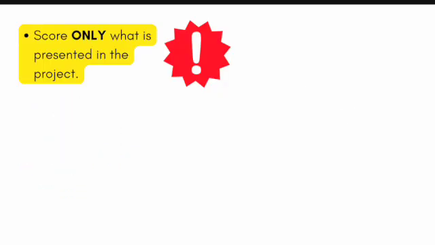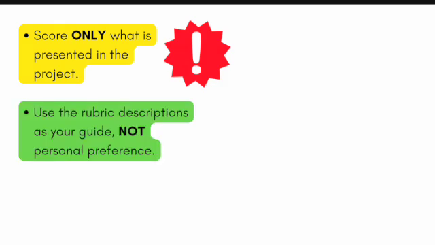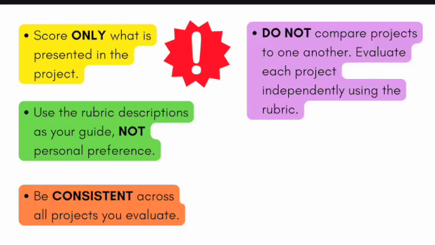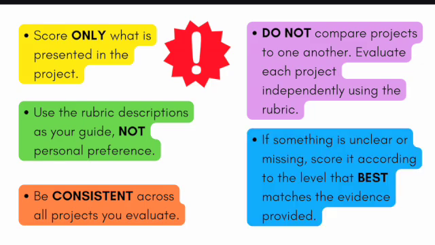Important reminders while scoring. Score only what is presented in the project. Use the rubric descriptions as your guide, not personal preference. Be consistent across all projects you evaluate. Do not compare projects to one another. Evaluate each project independently using the rubric. If something is unclear or missing, score it according to the level that best matches the evidence provided.